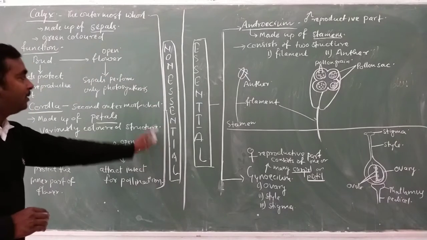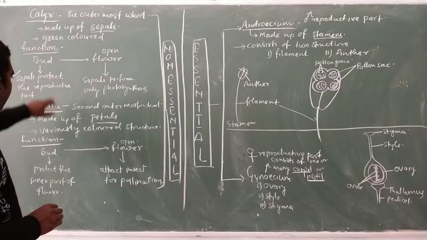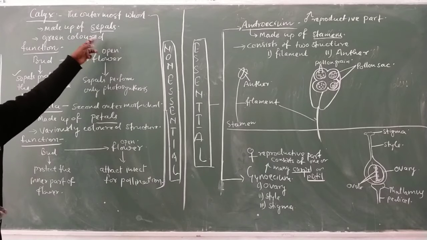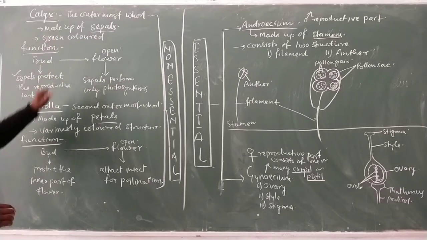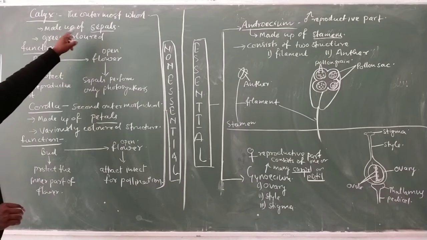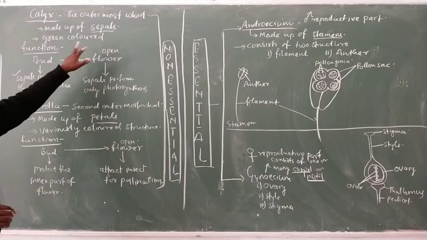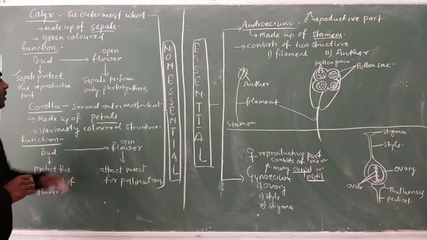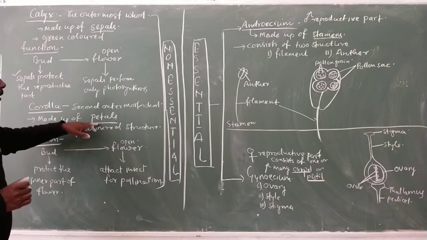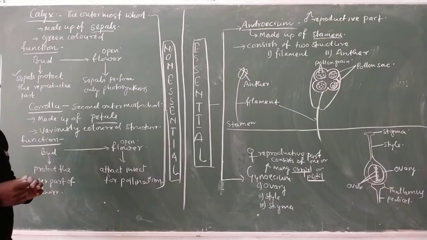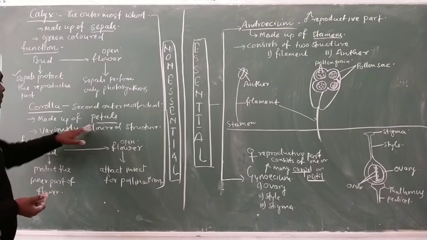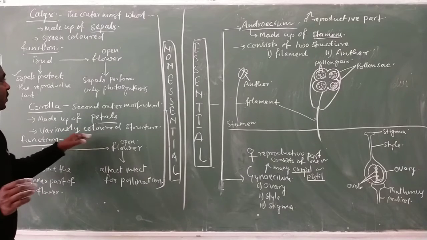The non-essential part consists of calyx and corolla. The calyx consists of individual members called sepals, while the corolla consists of individual members called petals. There is a basic difference between sepal and petal. Sepals are found at the outermost whorl, while petals are the second outermost whorl of the flower. Sepals are green colored, while petals are variously colored except green.